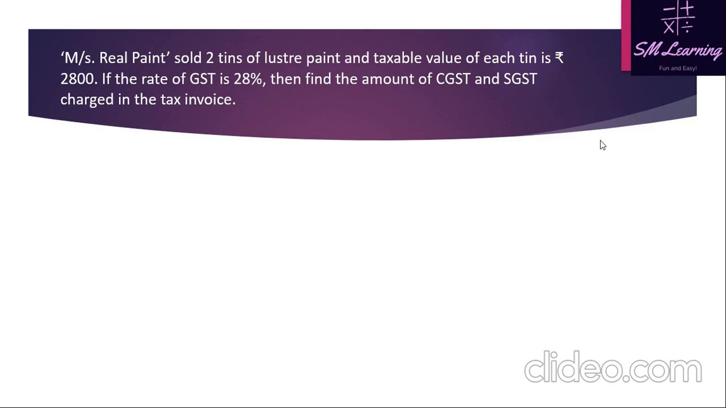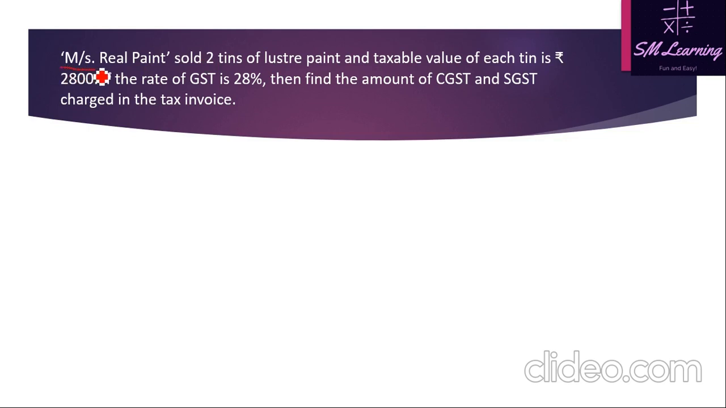Moving on to the next one. Messrs Real Paint sold 2 tins of luster paint and the taxable value of each tin is rupees 2800. If the rate of GST is 28%, then find the amount of CGST and SGST charged in the tax invoice. Now, what is given here? Let us first understand the question.